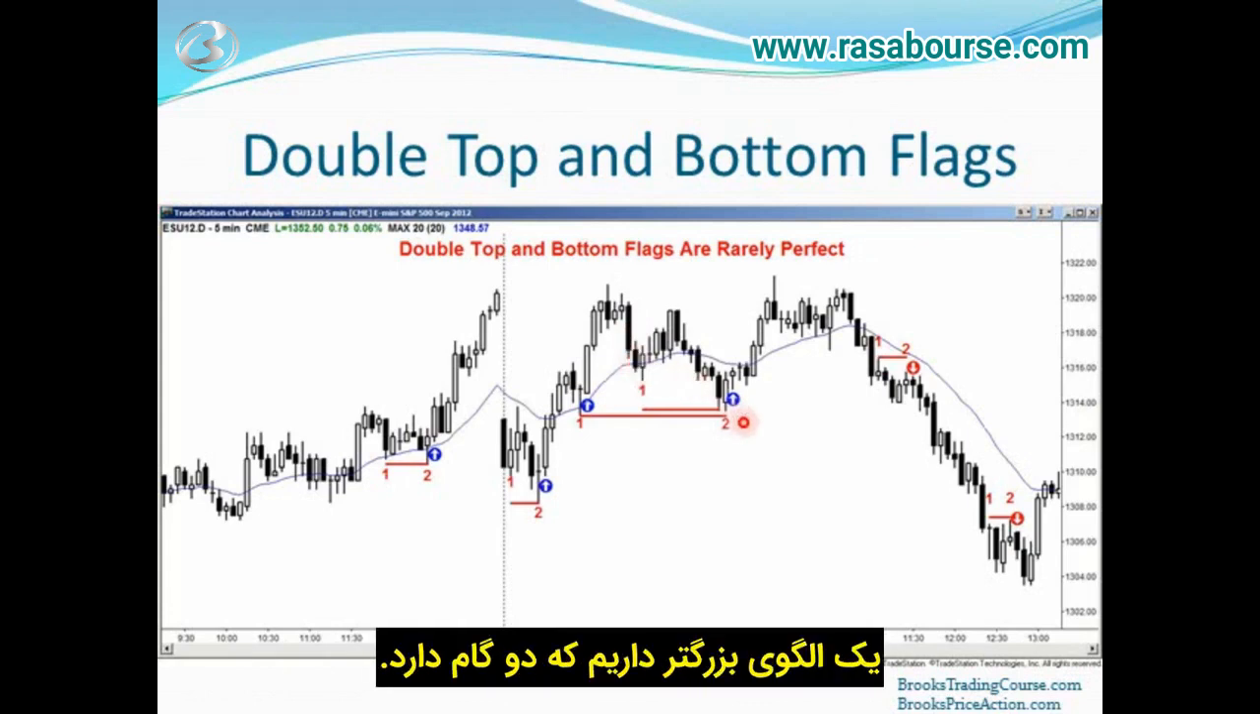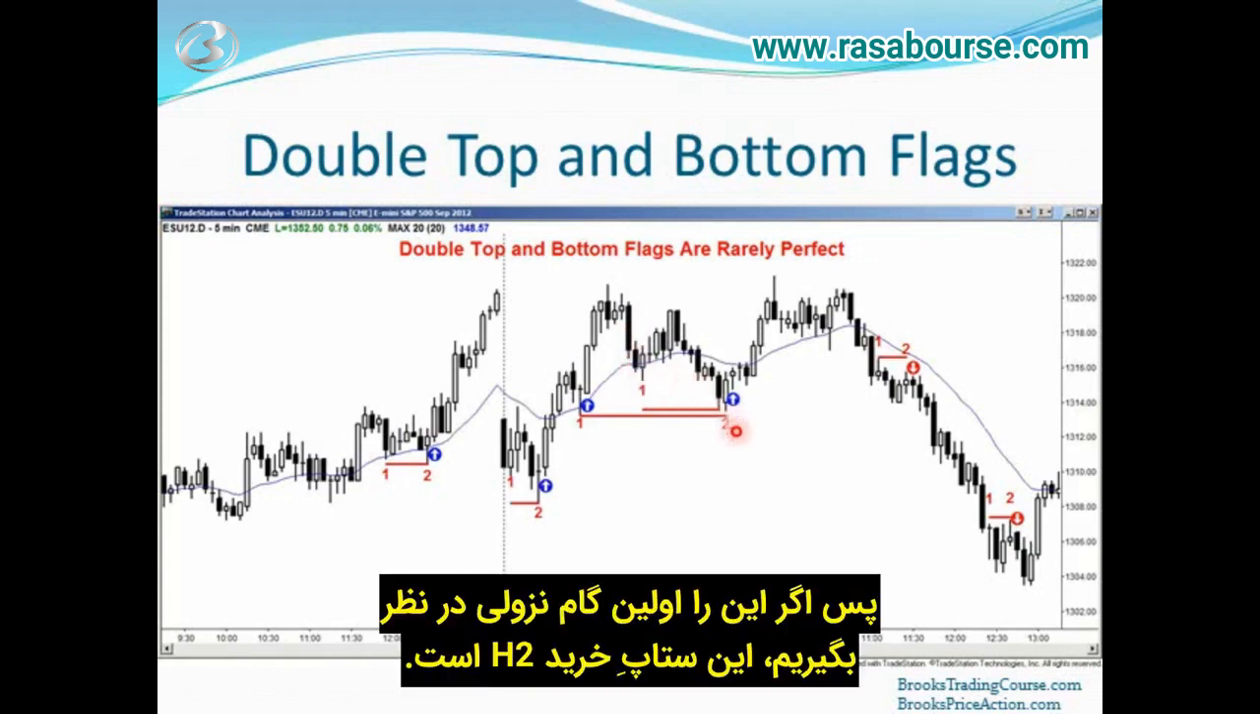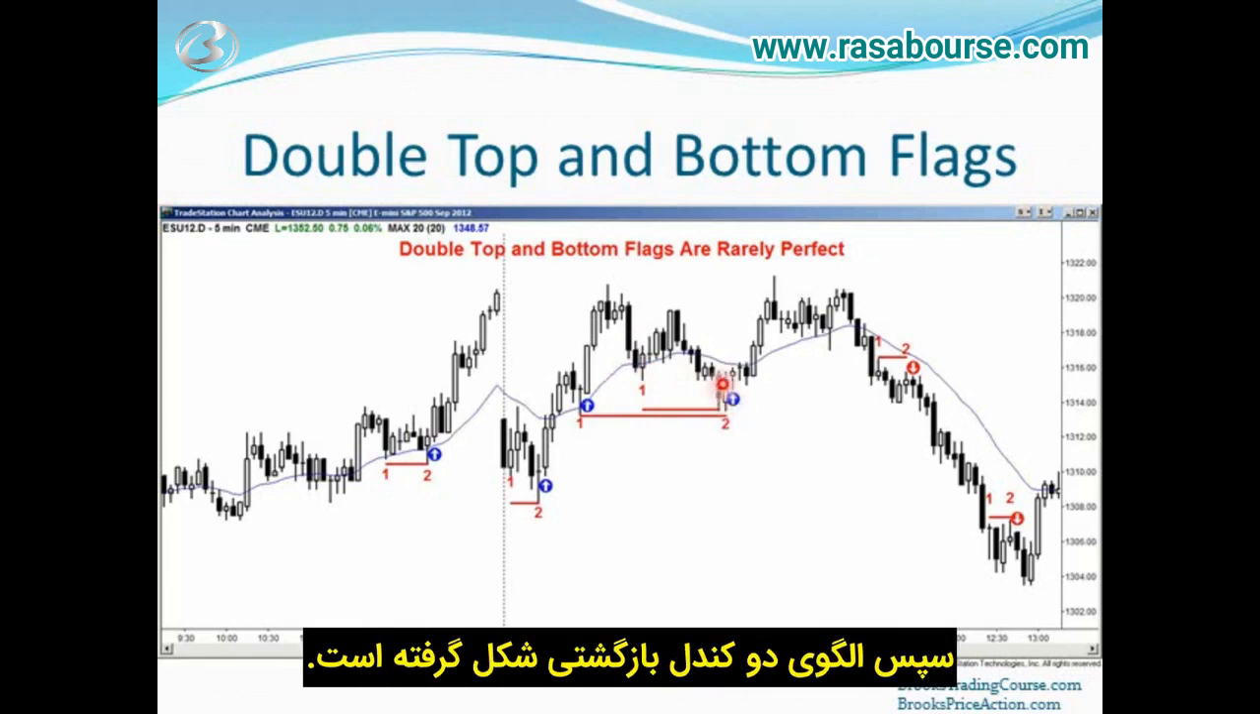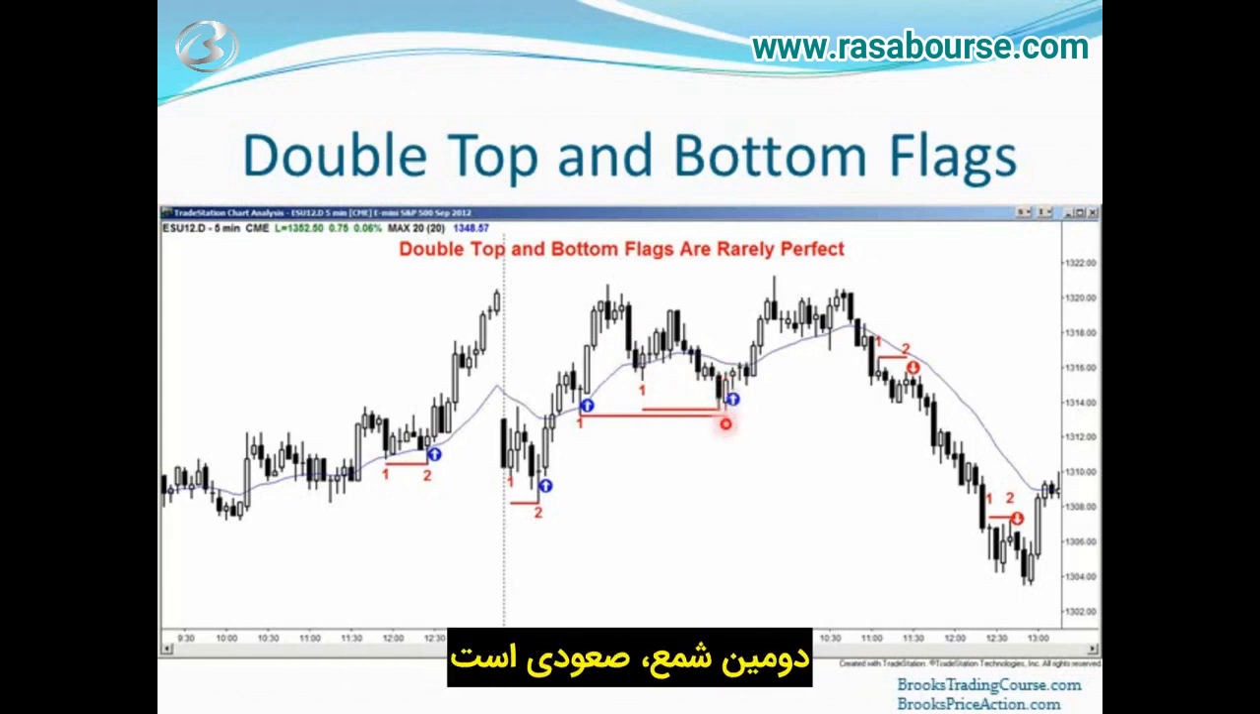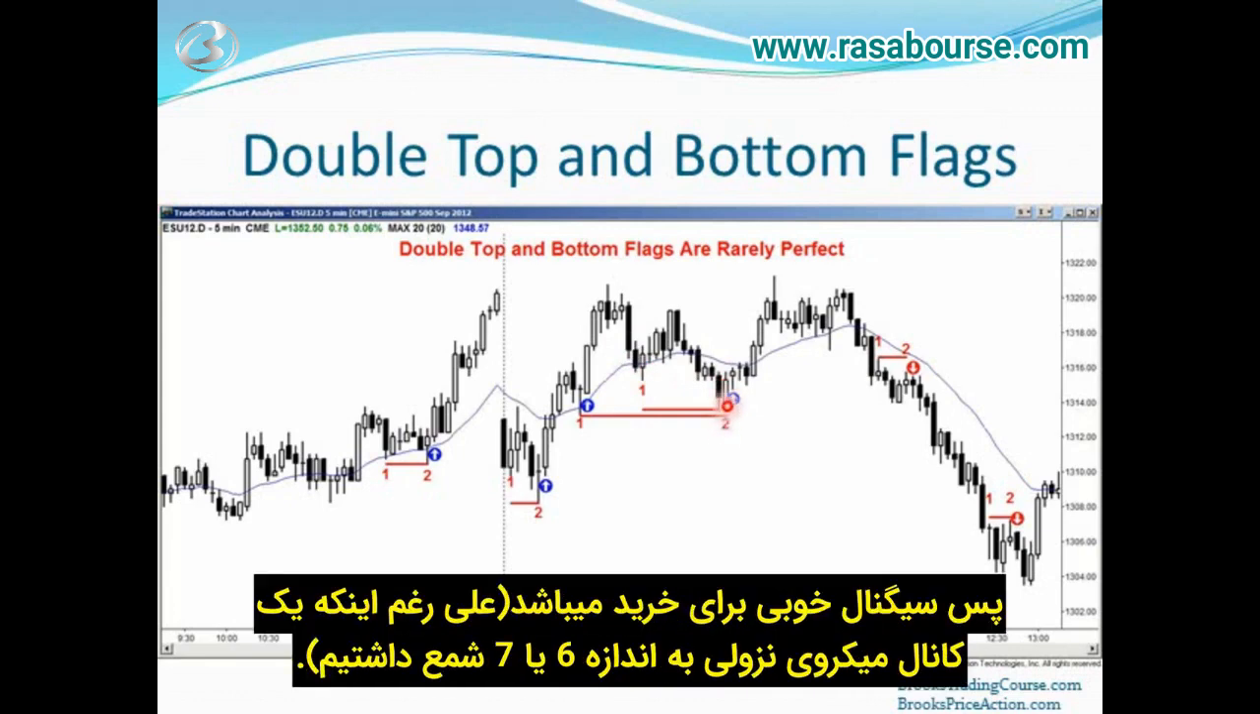We have a larger 2-legged pattern, 1 and 2. So this is a high 2, referring to this first push down, and here the second. A 2-bar reversal, second bar bull bar, so a pretty good buy signal, despite the 6-bar, 7-bar bear micro channel.